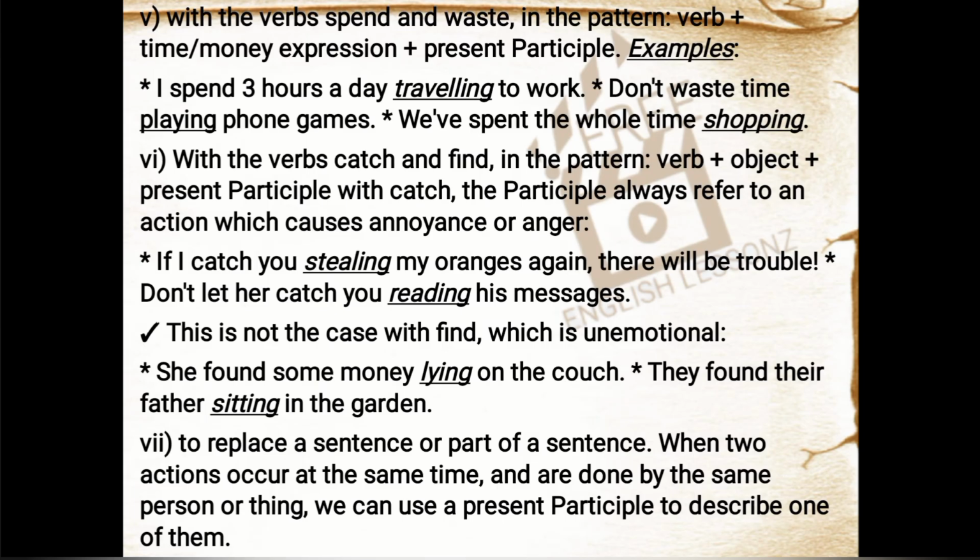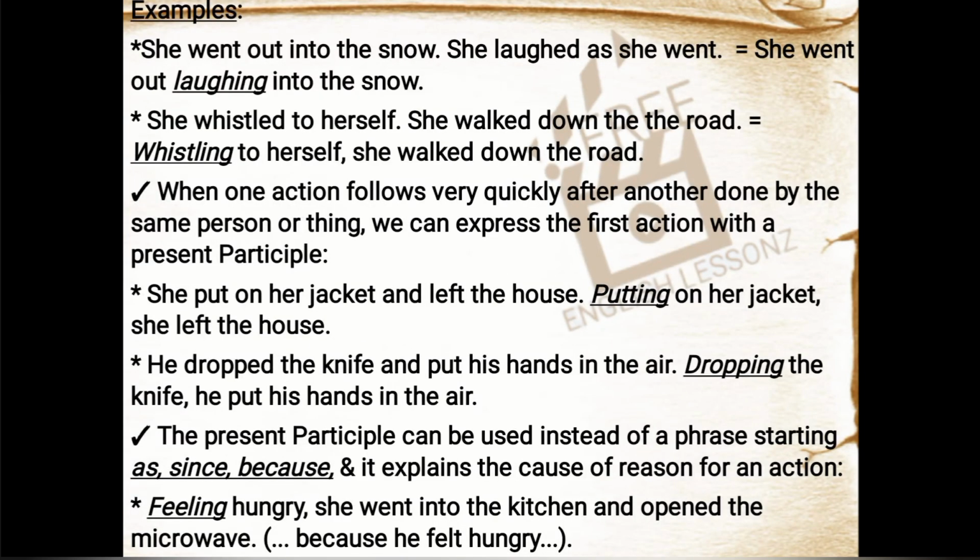7. To replace a sentence or part of a sentence. When two actions occur at the same time, and are done by the same person or thing, we can use a present participle to describe one of them. Examples: she went out into the snow. She laughed as she went. Equals she went out laughing into the snow. She whistled to herself. She walked down the road. Equals whistling to herself, she walked down the road.